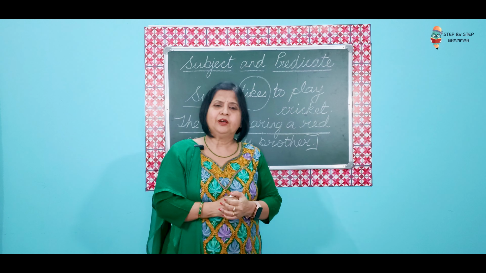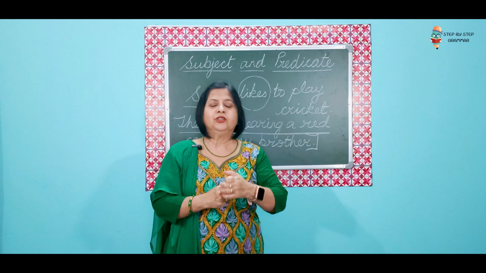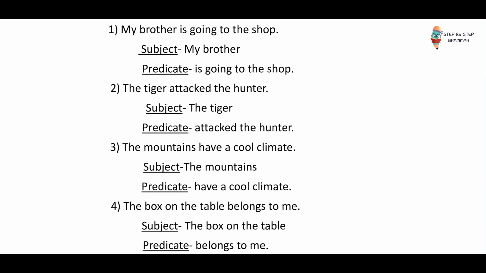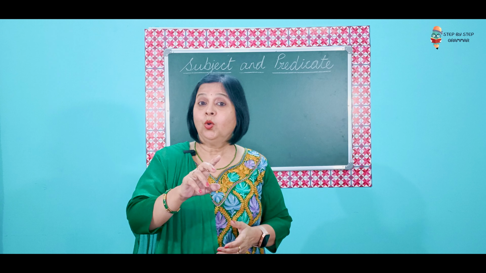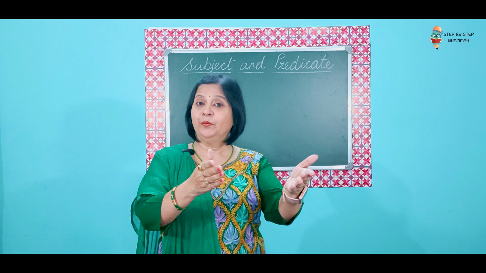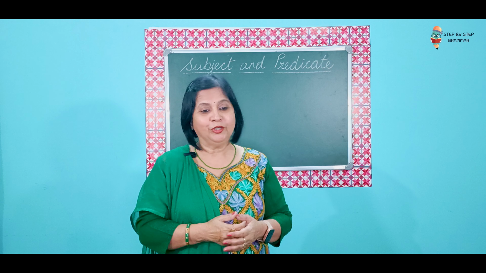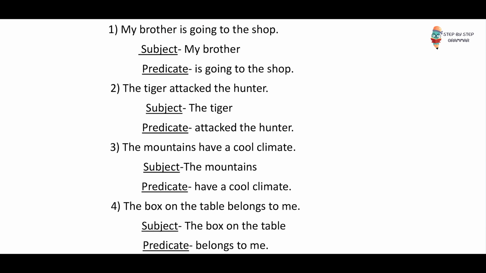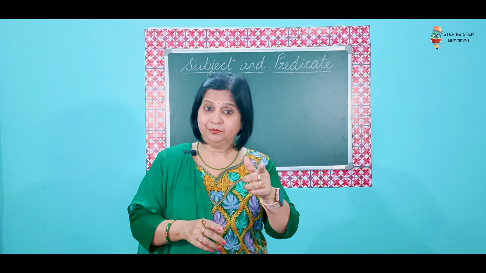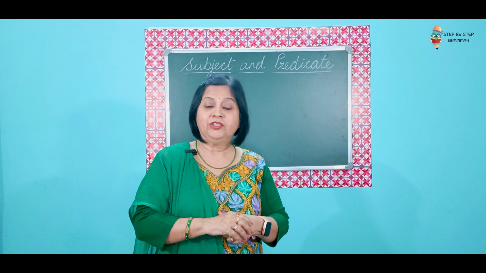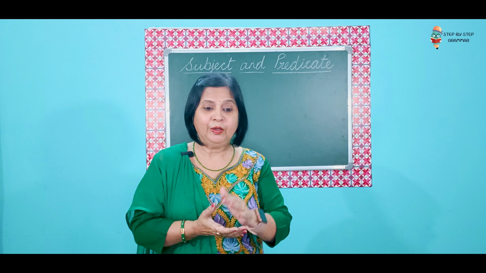Let us look at a few more examples that you see on your screen. The first one, my brother is going to the shop. Who is going to the shop? My brother. So my brother is the subject. Predicate is going to the shop. The tiger attacked the hunter. Pick out the verb, attacked. Who attacked the hunter? The tiger. So as you can see, subject the tiger, predicate attacked the hunter.